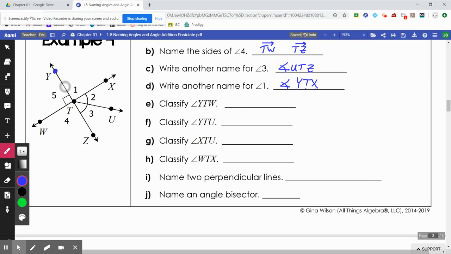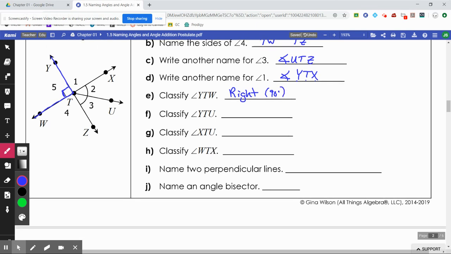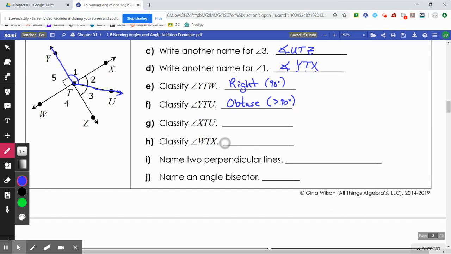Classify angle YTW. So find Y, find T, and then find W. And ask yourself how big this is, and it tells you right there. That's a 90-degree angle, so it is a right angle. And I'm going to put 90 degrees in parentheses. Classify YTU. Well, we've already found Y to T. There's Y to T. Here is U. Y to T to U would be this. This is a 90 degree, so that has to be bigger than 90, so that'd be an obtuse angle because it's greater than 90 and also less than 180.